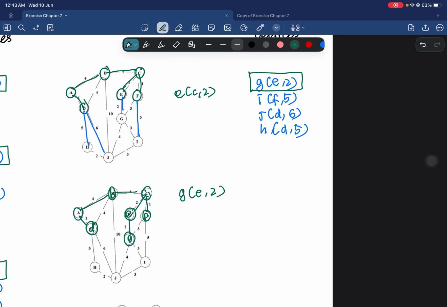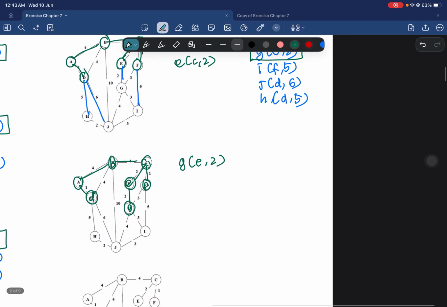Alright. Next, we need to find out what is connected to what. Okay. So here, J, we have either by D, B, or G. Which one is the shortest? So the shortest is 4. And I is connected to F or G. So the shortest is G. And here we have H only connected to D.